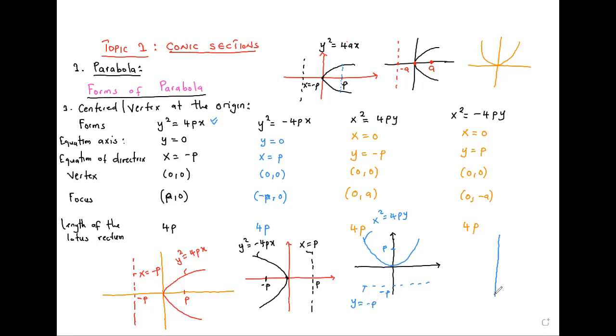And then the last one is pressing down. So this is negative P, and the directrix then will go up with positive P. So we say this is x squared is equal to negative 4py, and this line is the line y is equal to P. The vertex is at 0, 0 there. So these are the shapes that we expect to see.